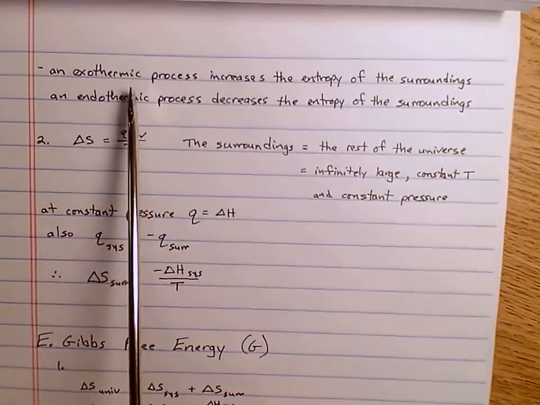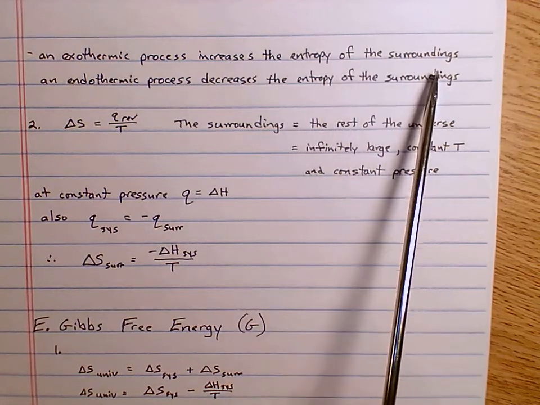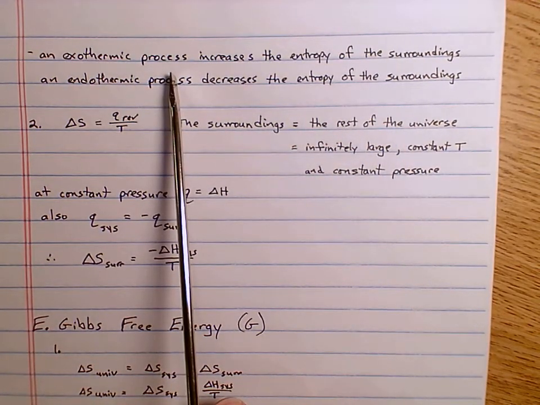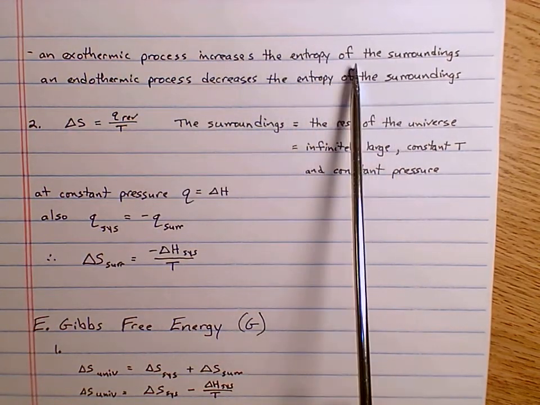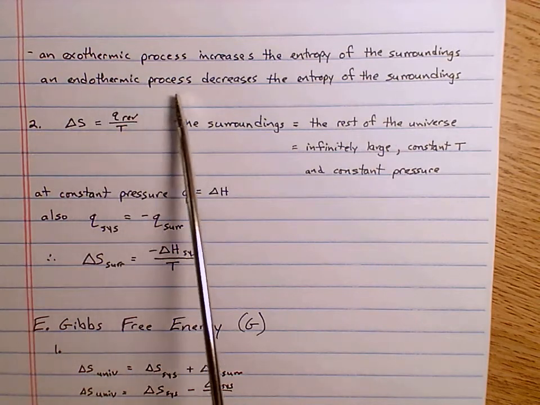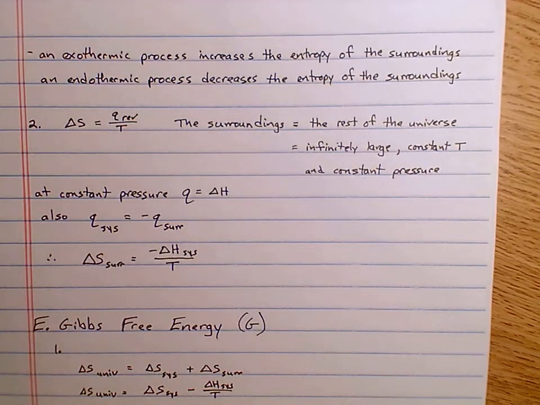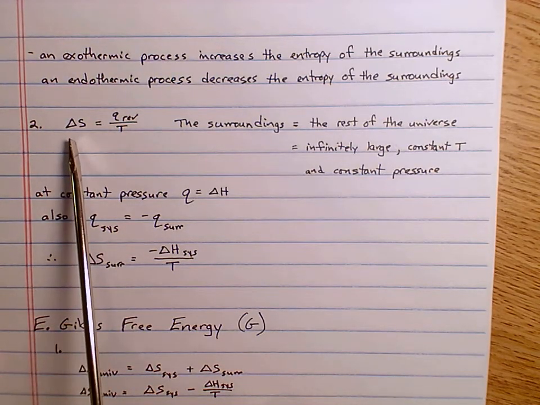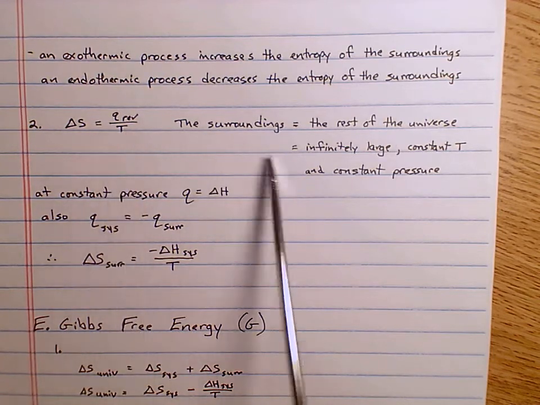So an exothermic process increases the entropy of the surroundings. An exothermic process gives off heat. Turns out heat increases the entropy of the surroundings, makes the surroundings more random. An endothermic process decreases the entropy of the surroundings. Note delta S equals Q reversible, we won't worry about that, divided by T.